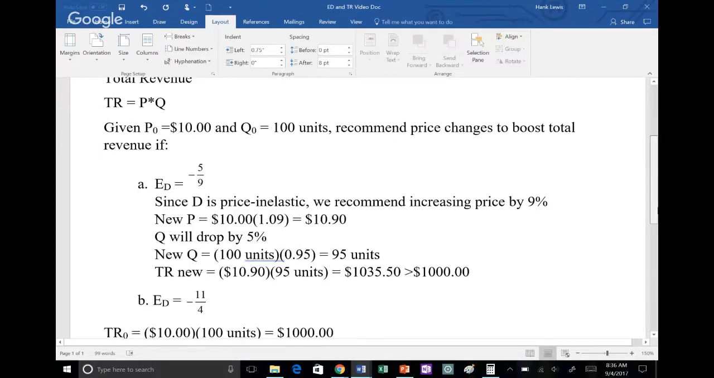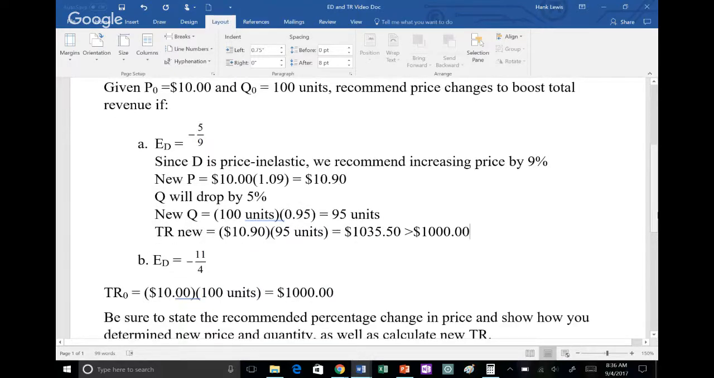I've always got somebody that's going to want to play devil's advocate, say, yeah, but what if we had lowered the price by 9% to $9.10? I'm not writing it there because that's wrong. You don't want to do the wrong thing. I want to focus on what's the right thing to do.